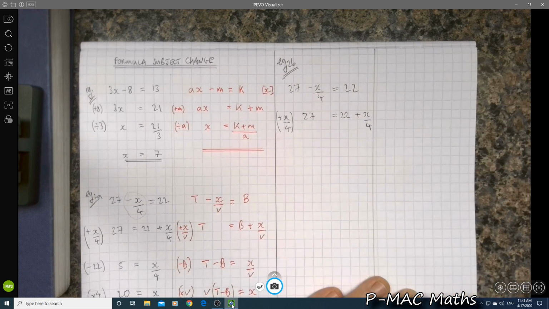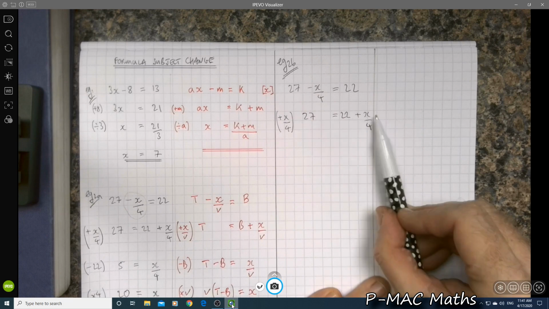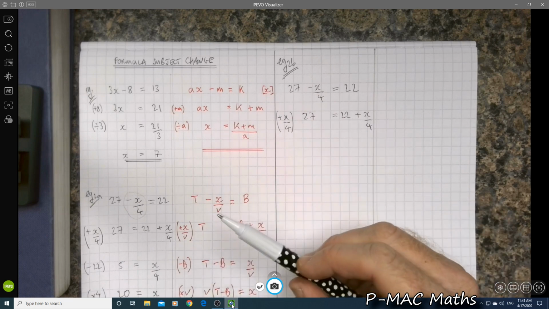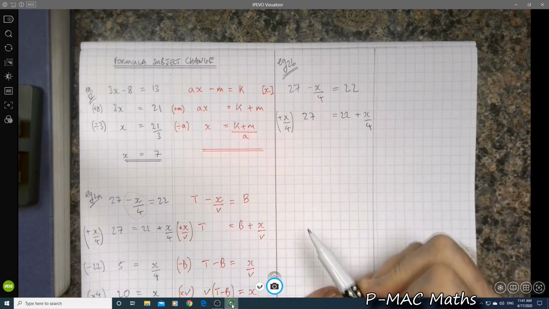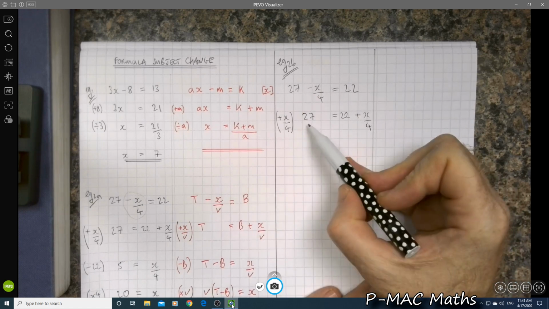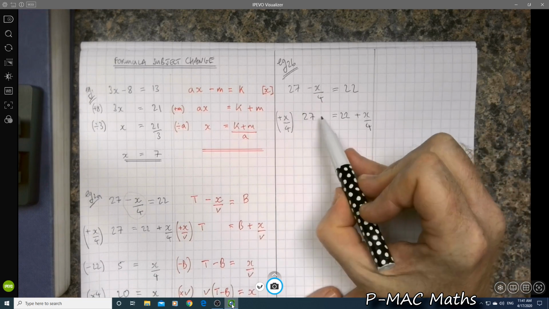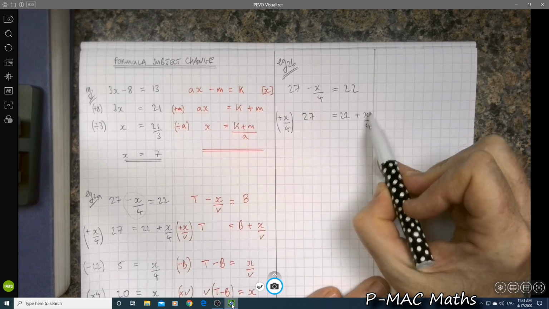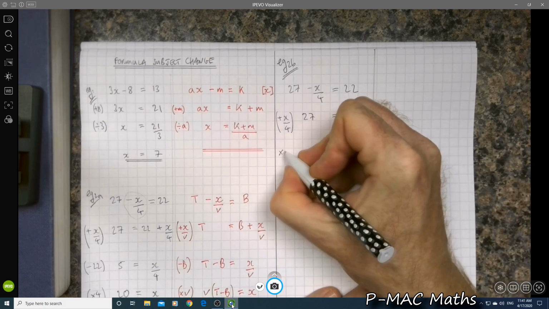Now at this stage you might decide, I don't like that fraction. I don't like there being fractions in my working here. I'm going to clear fractions. And the way I'm going to do that is I'm going to make every separated term within my equation 4 times bigger. So terms are separated by addition and subtraction signs. So that's a separate term, that's a separate term, x over 4 is a separate term. So we'll multiply the whole equation by 4.